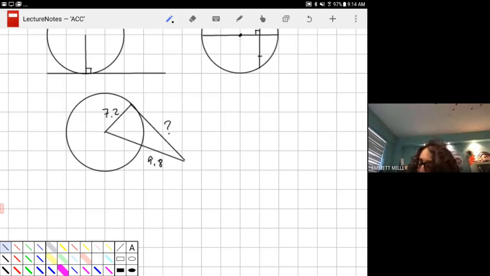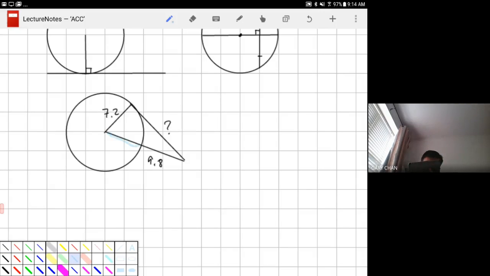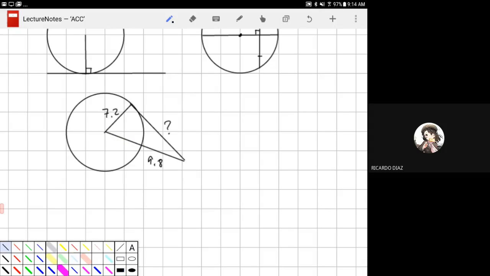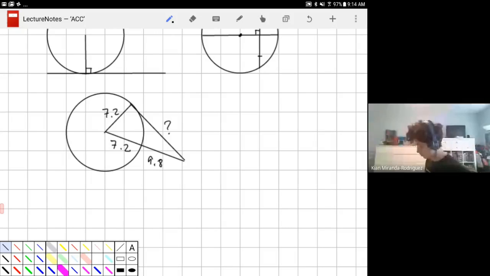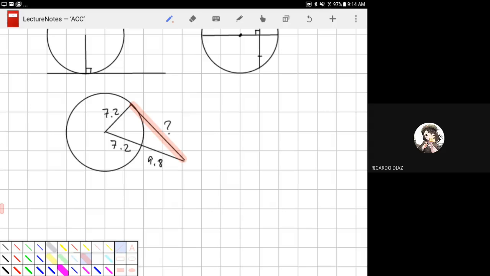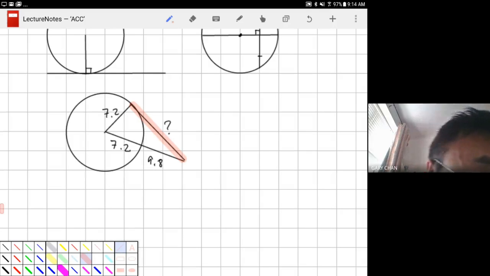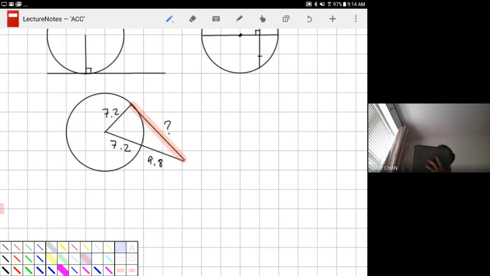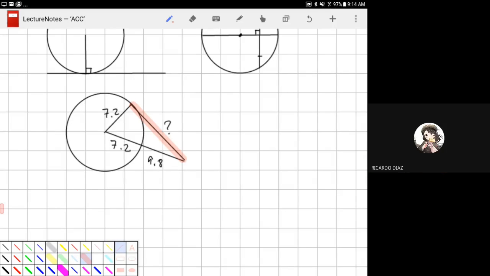What is this length right here? 7.2. Radius. That has to be 7.2. The instructions say to assume that lines that appear to be tangent are indeed tangent. So the line I'm highlighting in pink, does it appear to be tangent? Yes. So what kind of angle are we looking at between that line and the radius 7.2? 90. It's got to be 90.